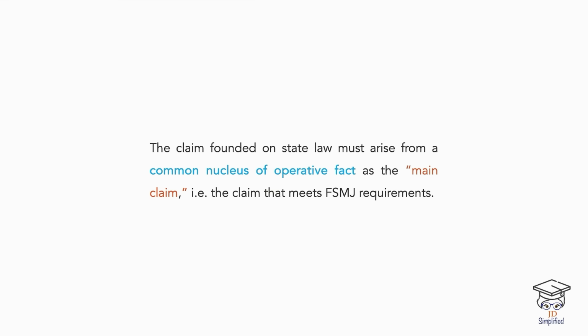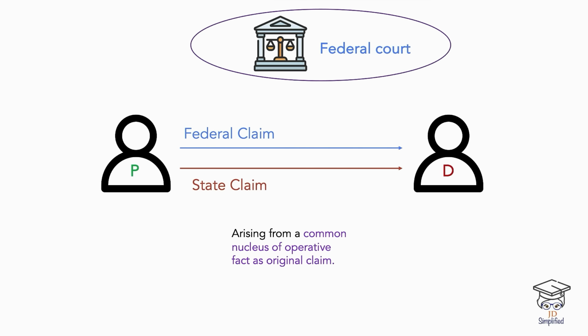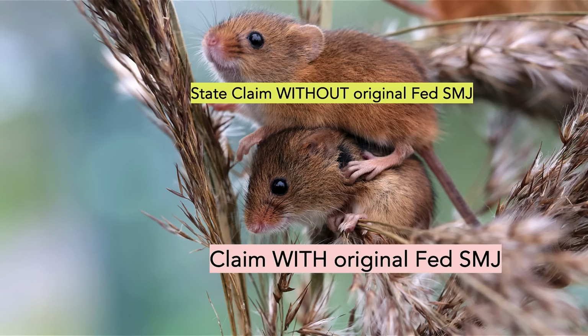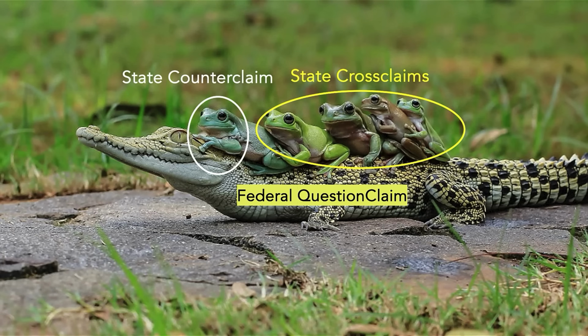For supplemental jurisdiction to apply, the claim founded on state law must arise from a common nucleus of operative fact as the main claim that is properly in federal court, the one that meets federal subject matter jurisdiction requirements. So if the claims are sufficiently related, they can both be filed in federal court. For my visual students, this is what would be happening. The related state claims would be practically piggybacking on top of the federal claim for which the federal court does have subject matter jurisdiction. And supplemental jurisdiction can also apply to counterclaims and cross-claims.